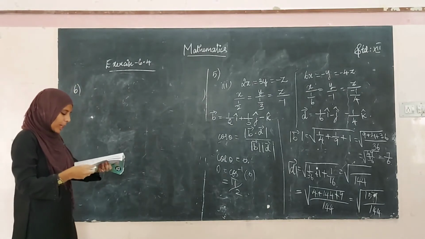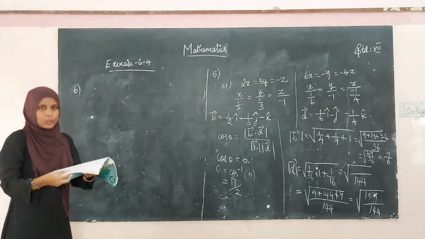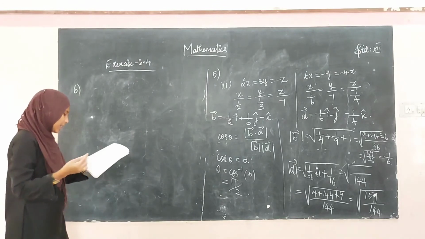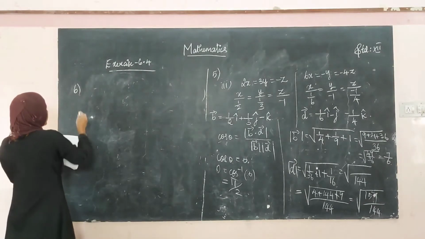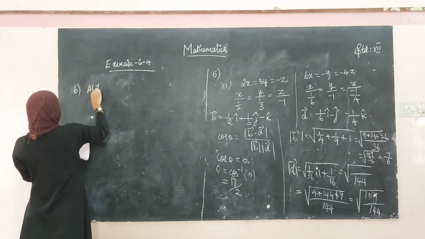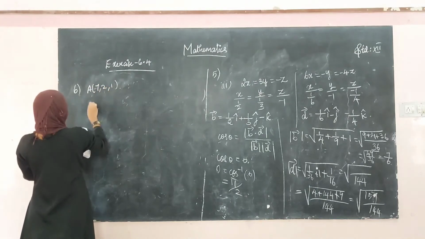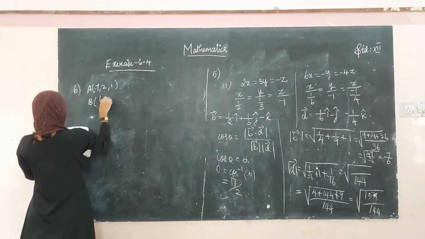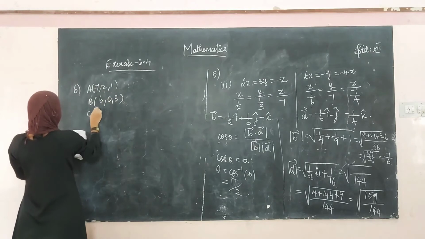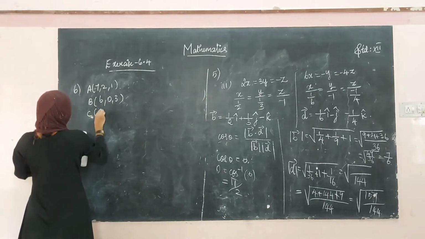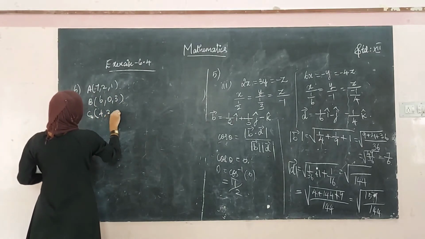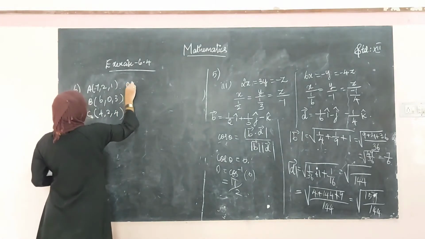The vertices of triangle ABC are given. So they have given 3 vertices, that is A as (7, 2, 1), B as (6, 0, 3) and C as (4, 2, 4). From this we can write the vectors.